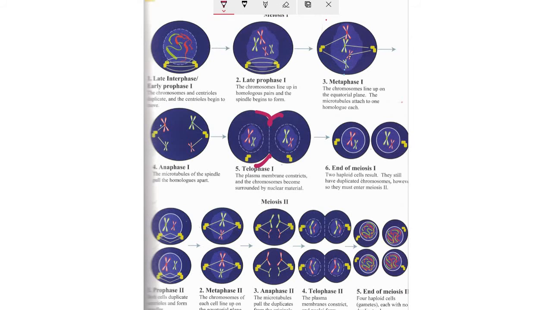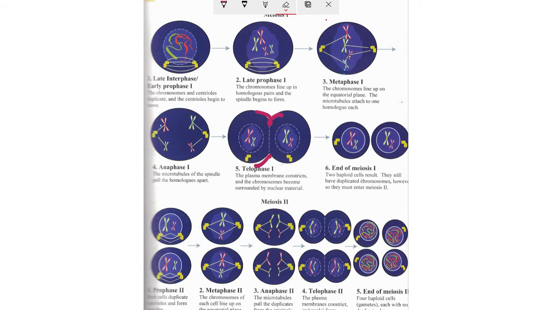So then at the end of meiosis 1, you end up with two cells, and each of those cells contains half of the number of chromosomes. Okay, so this cell had 4 chromosomes, and these cells each now have only 2 chromosomes, but the chromosomes are still together as pairs. Okay, so this was a diploid cell, and now we have 2 haploid cells that have resulted.